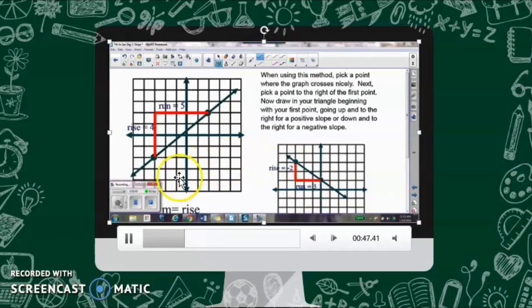So we're given a line, and using the triangle method, we'll be finding rise over run. When using this method, pick a point where the graph crosses nicely. Next, pick a point to the right of the first point. Now draw in your triangle, beginning with your first point, going up and to the right for a positive slope, or down and to the right for a negative slope. So here we have our line and we have our triangle.